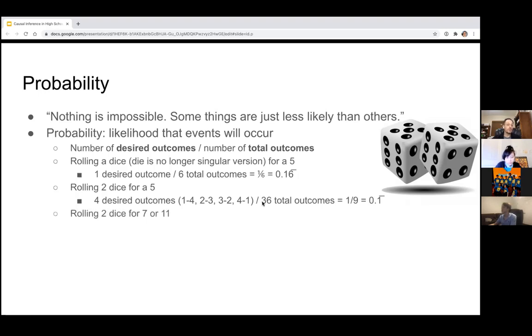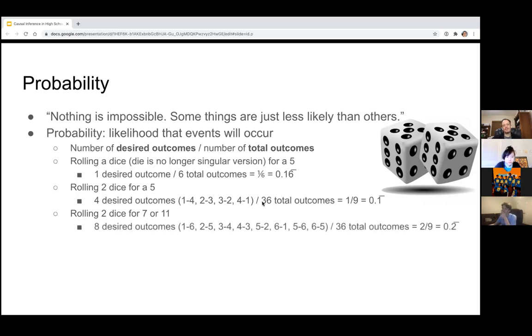Rolling 2 dice for a 7 or 11. Who knows what casino game this is for? Yes, Ryan. This is involved in the casino game Craps, which if you read one of Judea Pearl's books, he has some interesting probabilities on that. But a large number of books on probability have some casino games in there because they're kind of fun to estimate how much money you win.